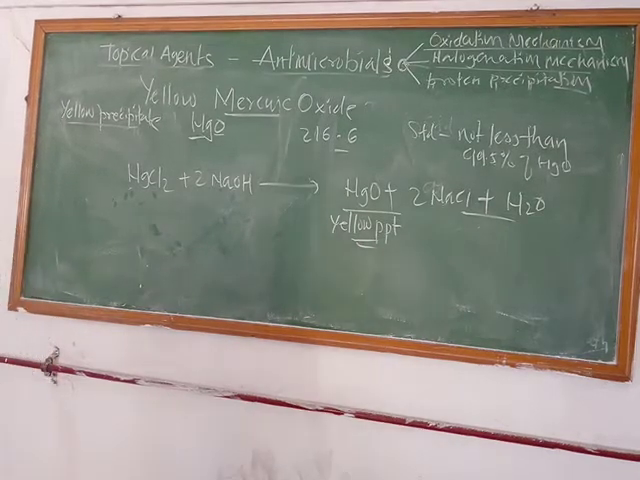Properties. First, state: it occurs as an orange amorphous powder. Next property, solubility: it is insoluble in water and alcohol, but soluble in acids. The next property: it is stable in air, but on exposure to light, it slowly forms red oxide.